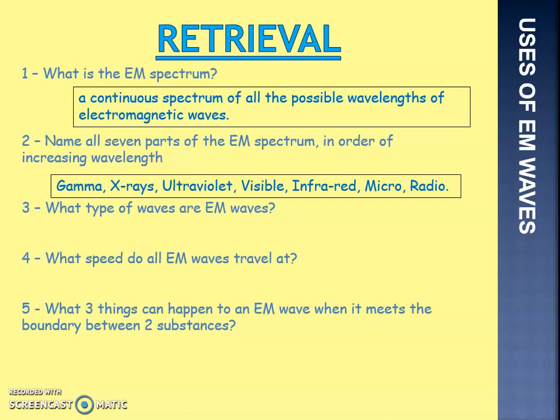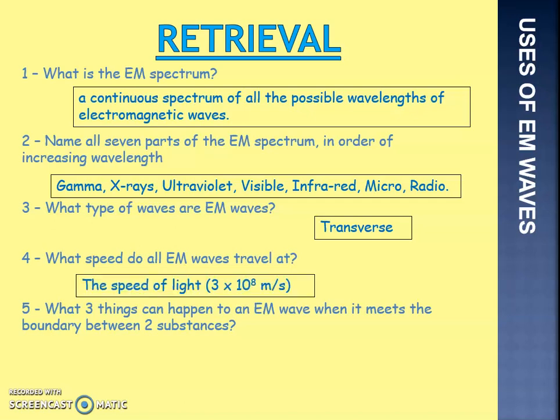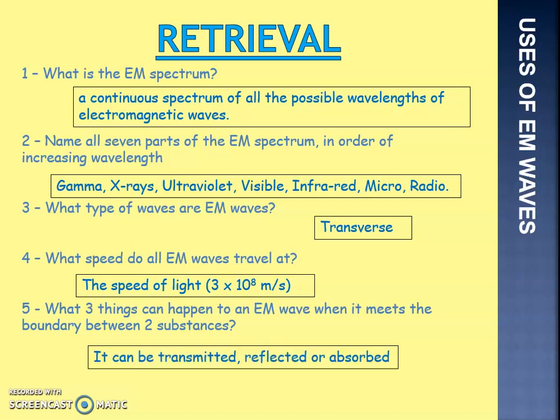What type of waves are EM waves? All EM waves are transverse waves. And what speed do all EM waves travel at? They all travel at the speed of light, which is 3 times 10 to the 8 meters per second. What 3 things can happen to an EM wave when it meets the boundary between 2 substances? Well, it can either be transmitted, reflected, or absorbed by the material.